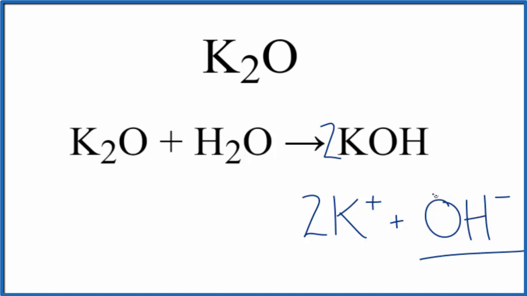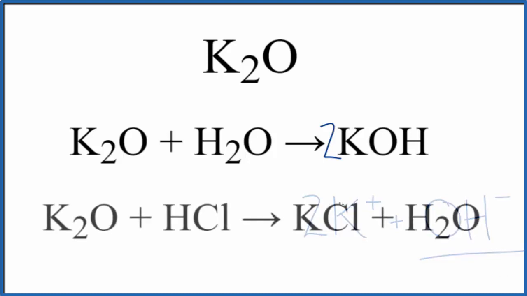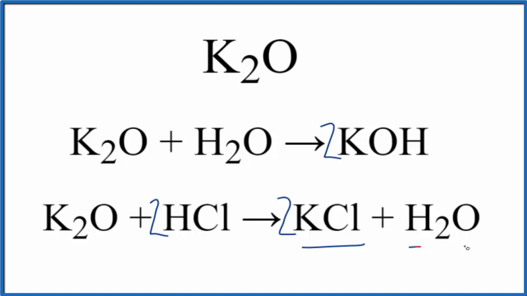Let's also put K2O in HCl, in an acid, to see what happens. Let's balance it first. How about a 2 here and then a 2 here? So when we put K2O in an acid, we end up with a salt and water. So the K2O, it neutralized the acid. So it's acting as a base, it neutralizes our acid, and we get salt and water.